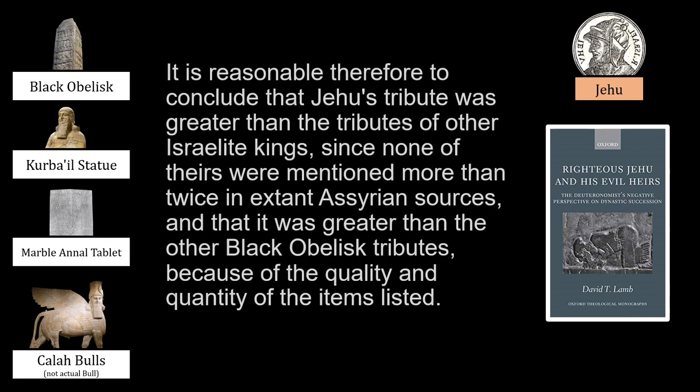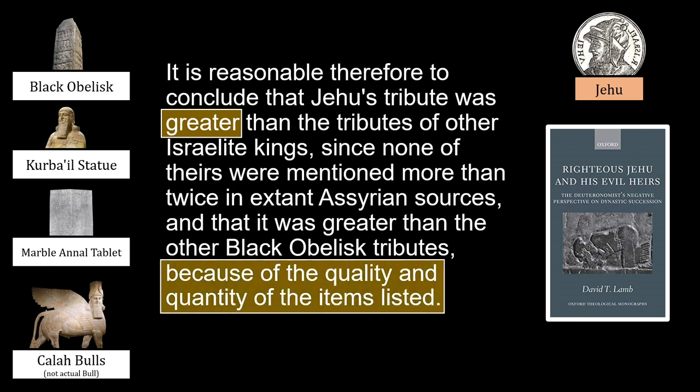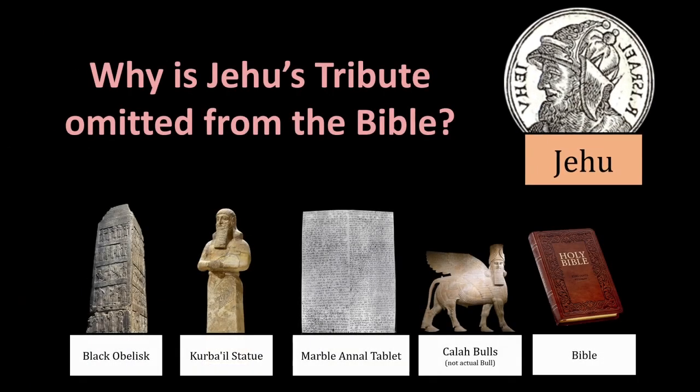He continues to write, "It is reasonable, therefore, to conclude that Jehu's tribute was greater than the tribute of other Israelite kings, since none of theirs were mentioned more than twice in extant Assyrian sources, and that it was greater than the other black obelisk tributes because of the quality and quantity of the items listed." End quote. So we are left with an obvious question.